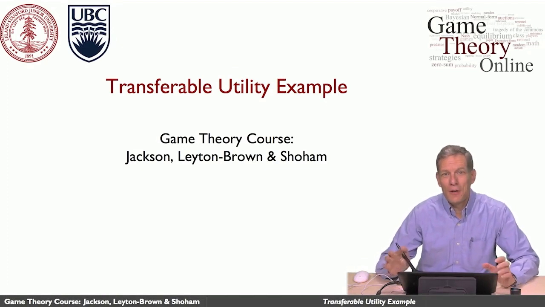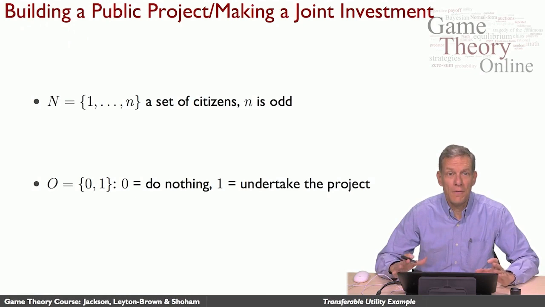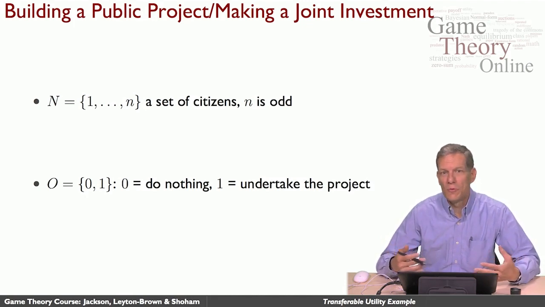So let's take a look at an example which will illustrate some of our transferable utility mechanisms. In particular, let's think of a fairly canonical example where we've got a set of citizens and they're trying to make a decision between either undertaking a project or not. So this might be, say, building a library, building a new school, making some sort of investment. It could be a club deciding on making an investment of some kind.